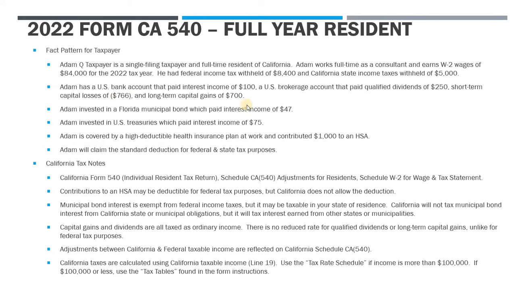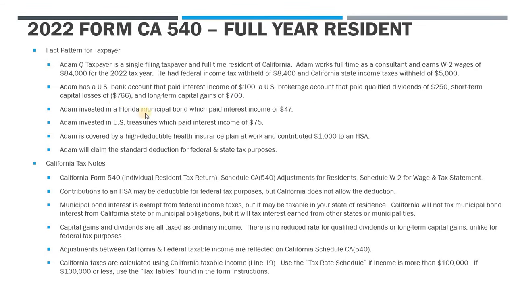Now, in addition to that, Adam has a U.S. bank account which paid him interest income of $100. He also has a brokerage account where he invested in some stocks, and that paid him qualified dividend income of $250 during the year. And then he had some short-term and long-term capital gains and losses on the sale of stocks.